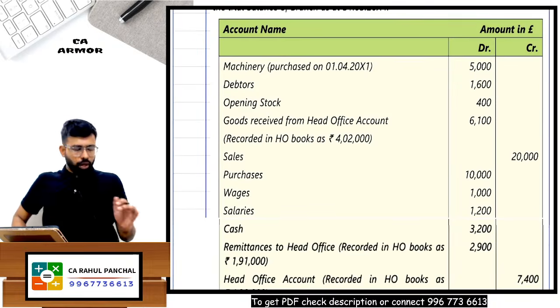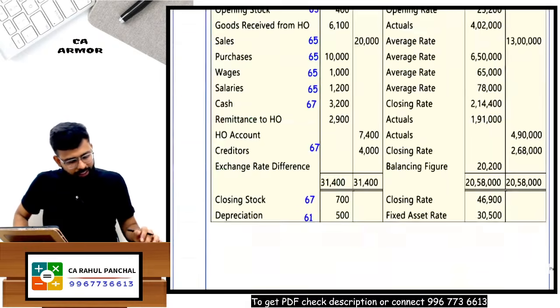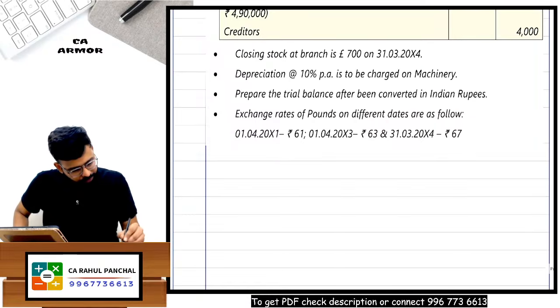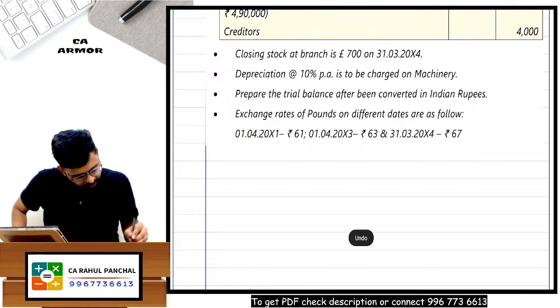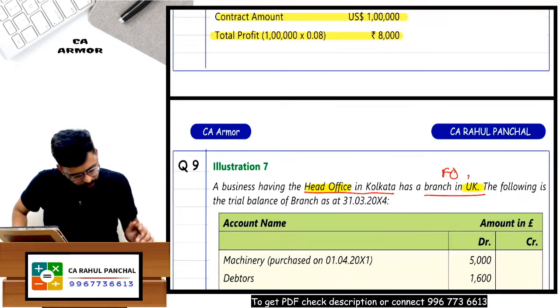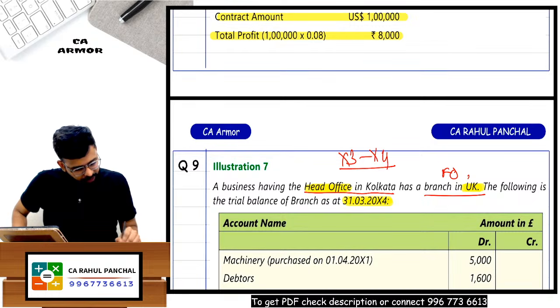Transactions are there. Now one by one, all the transactions. First of all, there are some rates. This is the financial year. Financial year is what? Financial year is X3, X4. Understand? Financial year is X3, X4.